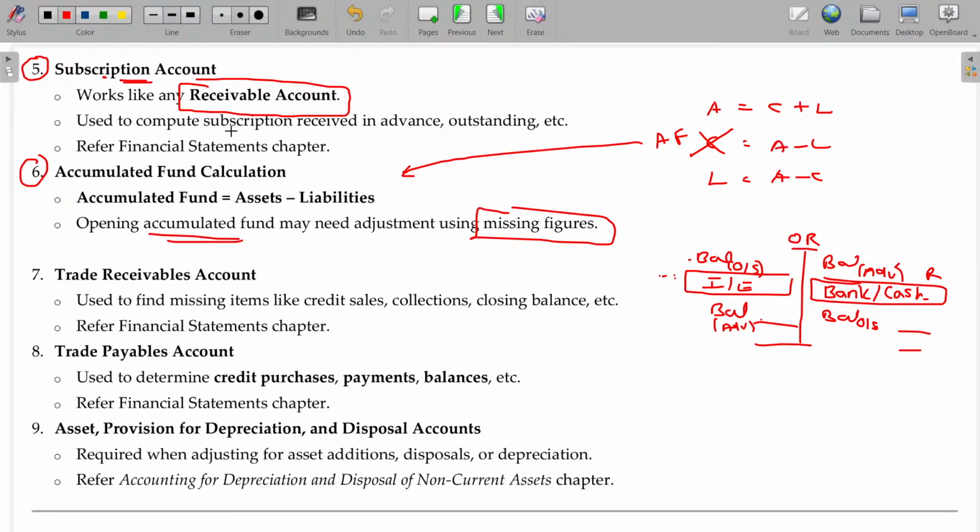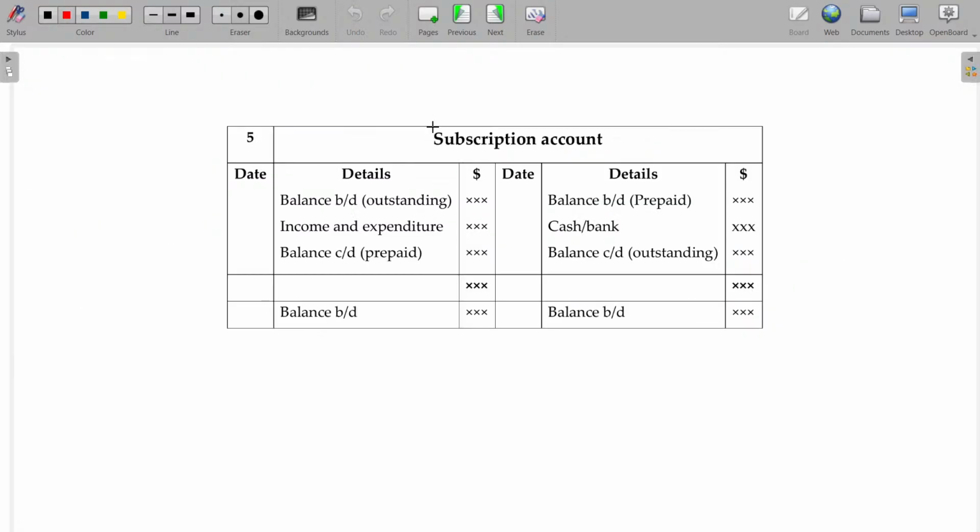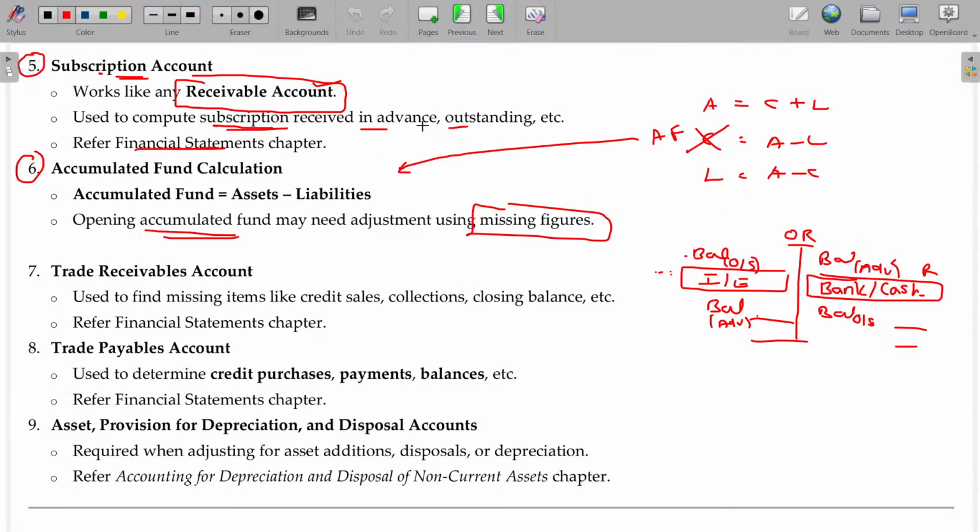Used to compute the subscription received and advance, outstanding, etc. This receivable account, refer to the financial statement chapter. There we have studied other receivables account in detail, so you can recollect from there itself. Anyhow, I have given the format for better understanding here also, for recap purposes.